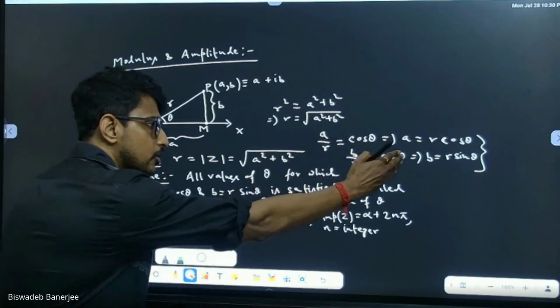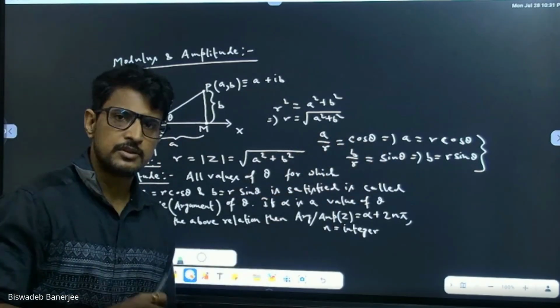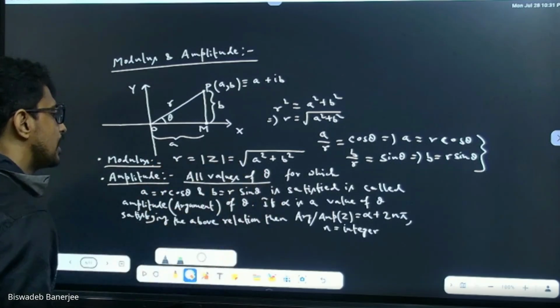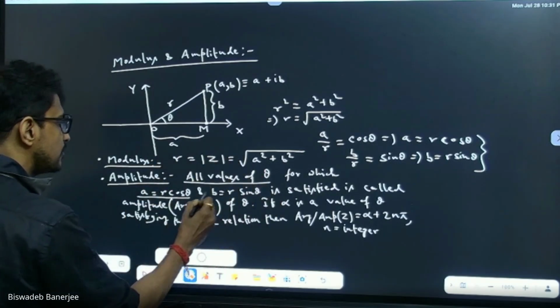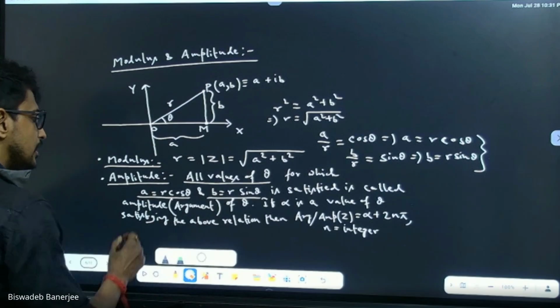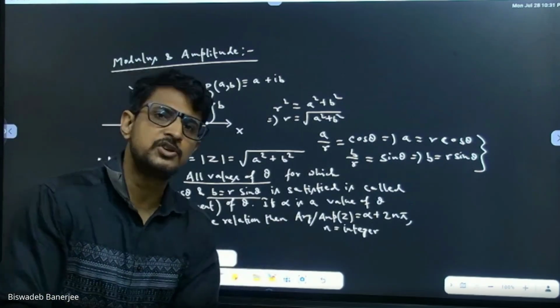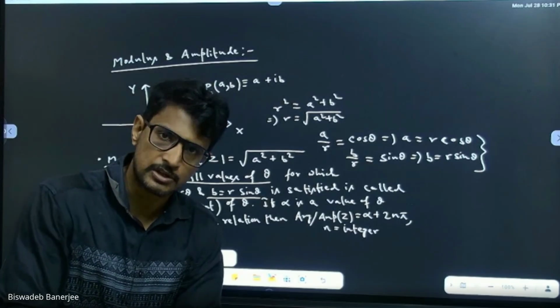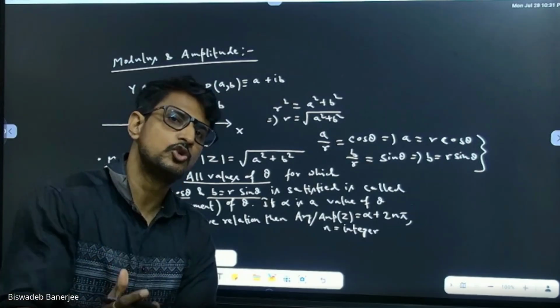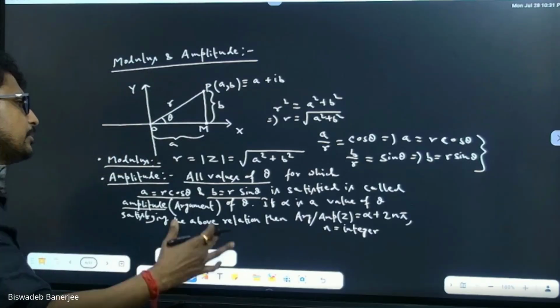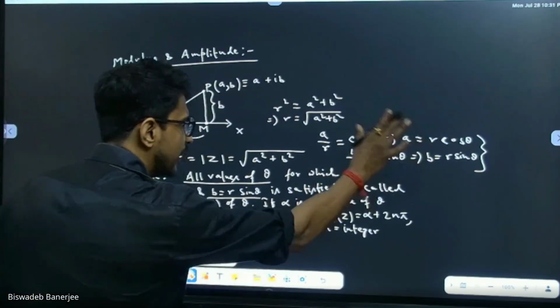So A equals R cos theta, B equals R sine theta. These are the equations. All the values of theta that satisfy these two equations are called the amplitude. There can be so many values of theta that can satisfy these equations, and all these values are said to be my amplitude.